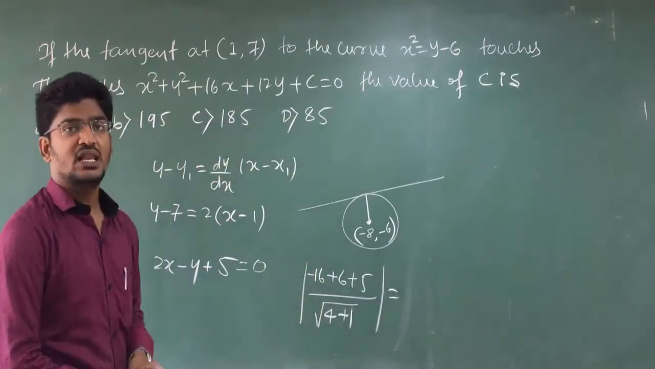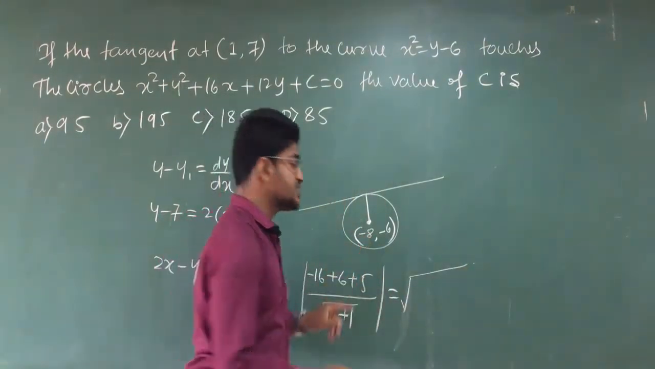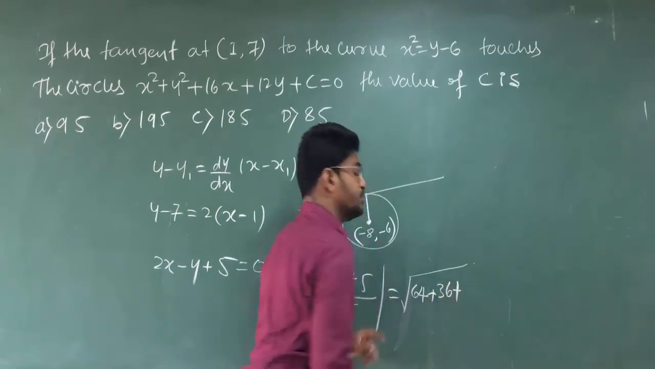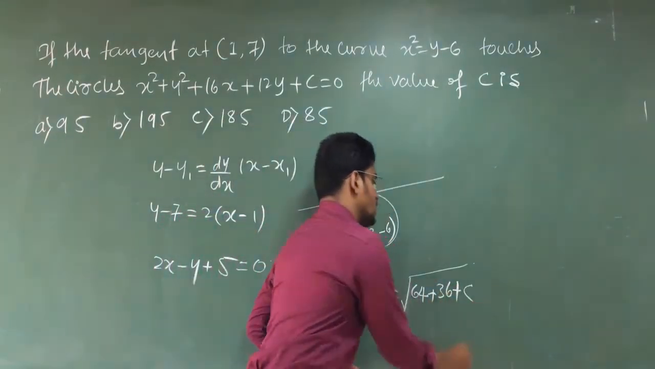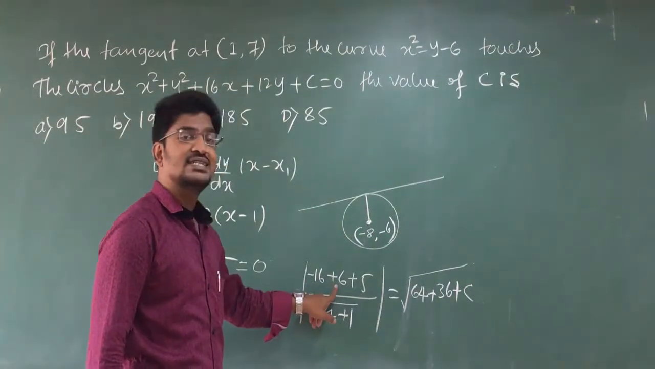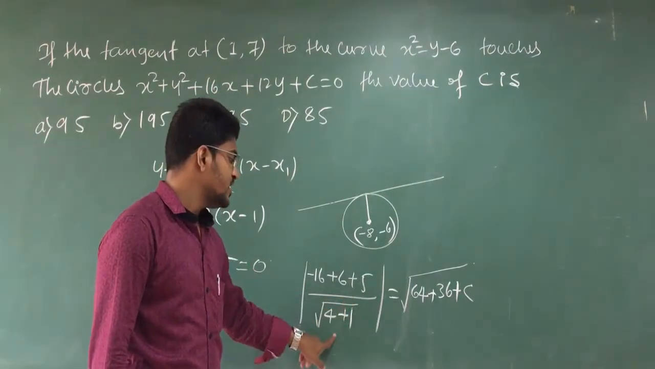Radius of the circle. Radius of the circle is root of (-8) square, 64, (-6) square, 36, plus c. So now you can calculate the value of c. Clear? -16 plus 6, 10. -10 plus 5, that is -5, divided by root 5.